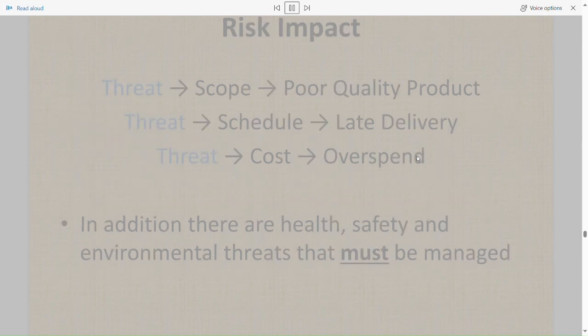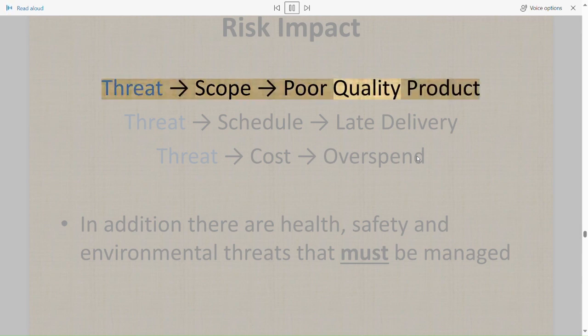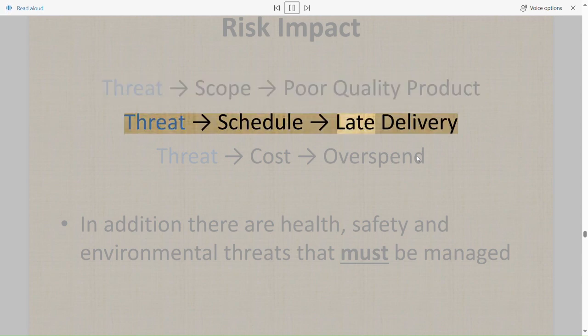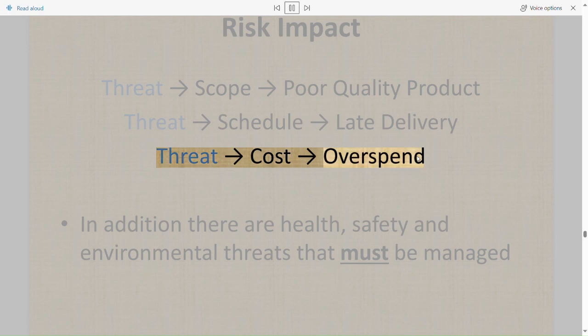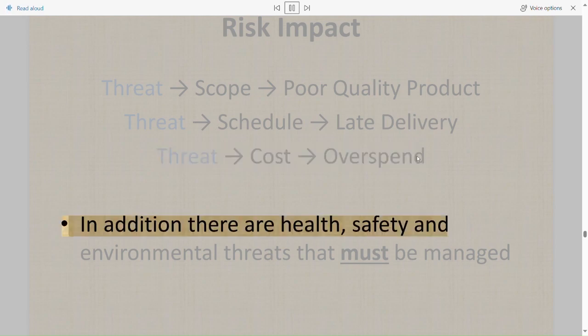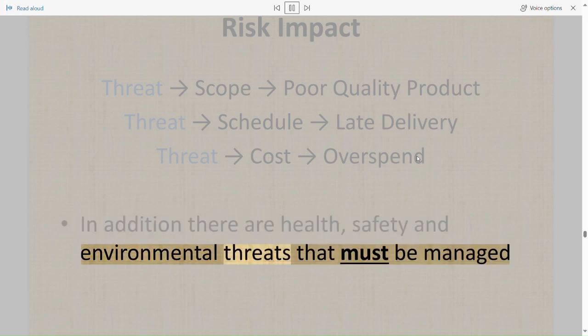Risk impact. Threat to scope: poor quality product. Threat to schedule: late delivery. Threat to cost: overspend. In addition, there are health, safety and environmental threats that must be managed.